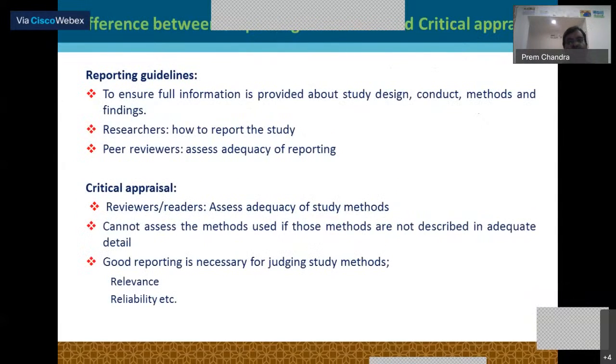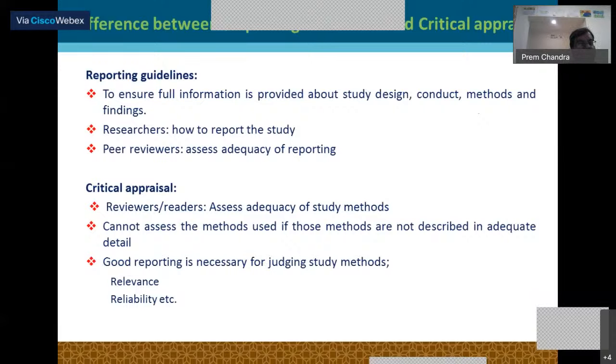Here is the answer for this one. Reporting guidelines are basically to ensure that full information is provided about study design, conduct, methods, and findings. For the researcher, the guidelines guide you on how to report the study. And the reviewer basically uses it to assess the adequacy of reporting.